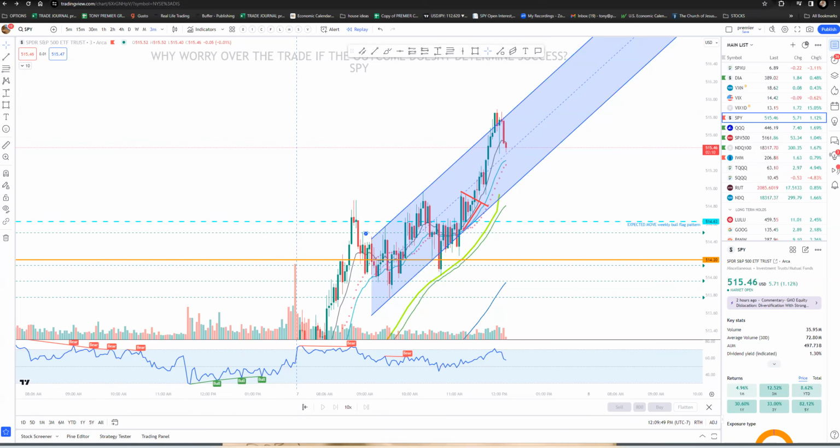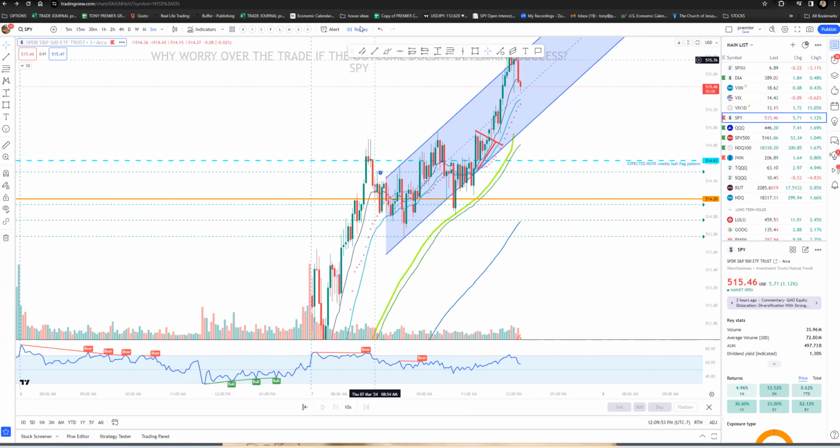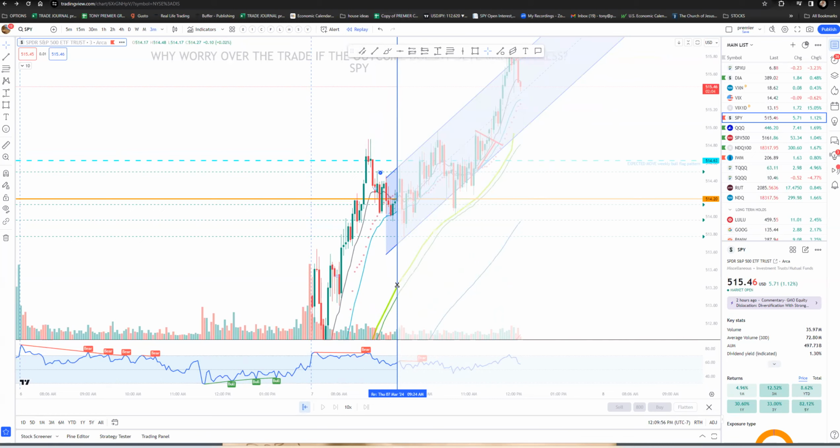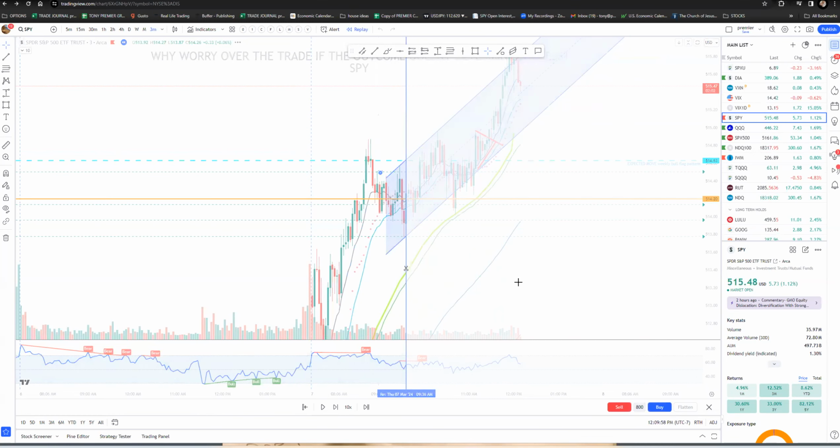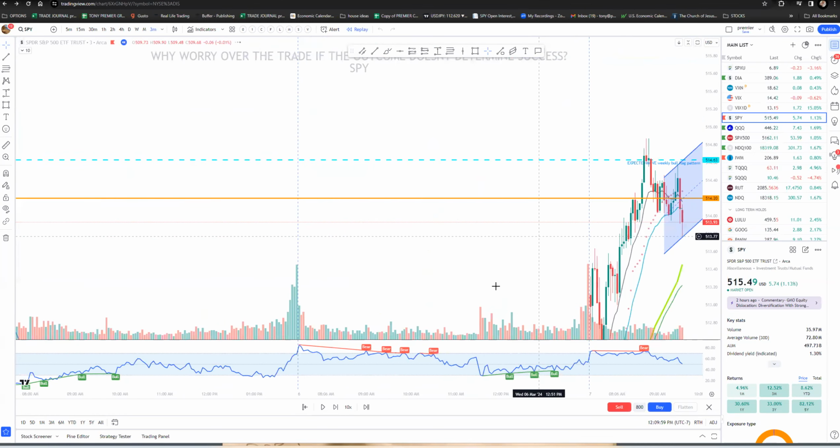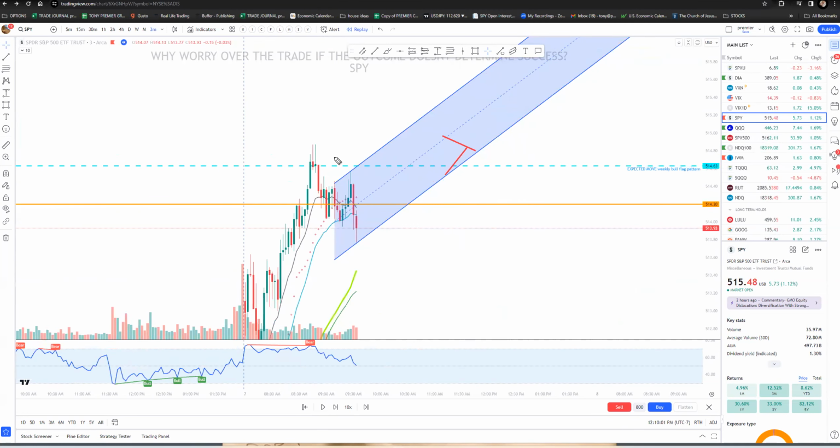Can you explain on the channel you've got on the SPY again, how you found it? Yeah, of course. It makes a lot more sense if I go back. So if I go back to here, we made a new low, right? And then it failed to ever make it back down to this low. It started to bounce back up. And so once that happens, then I start drawing it.